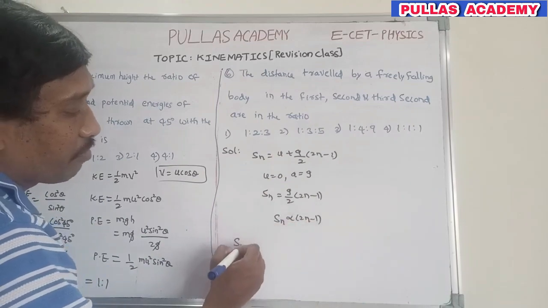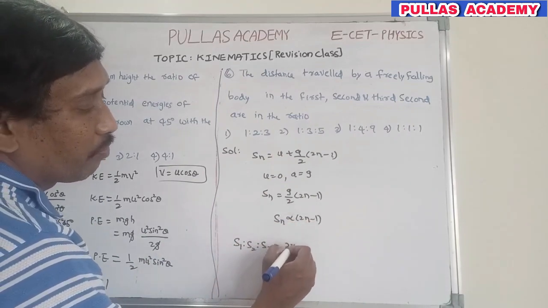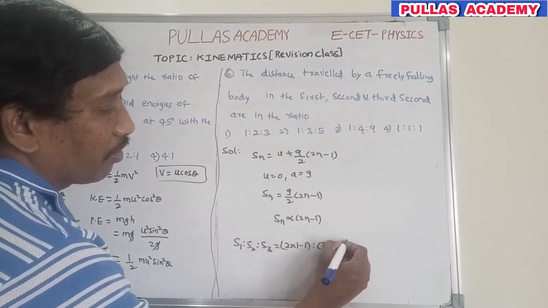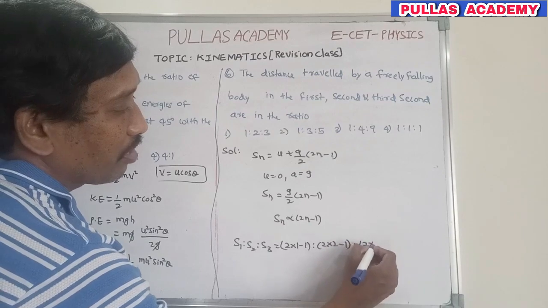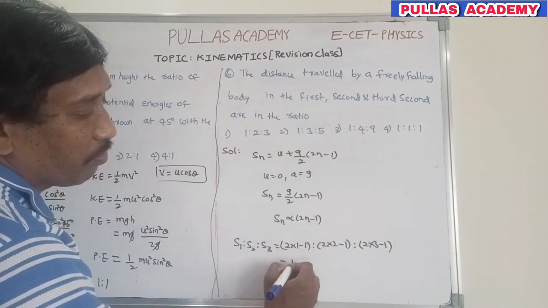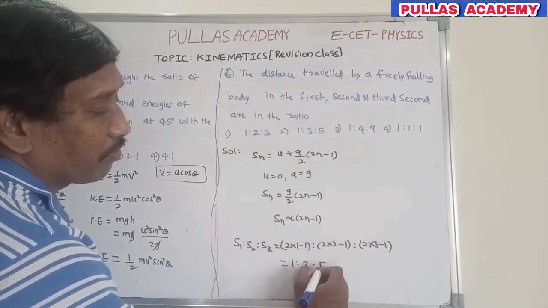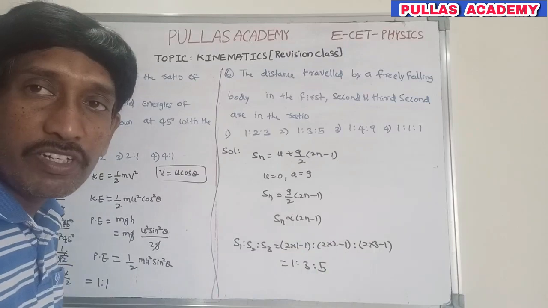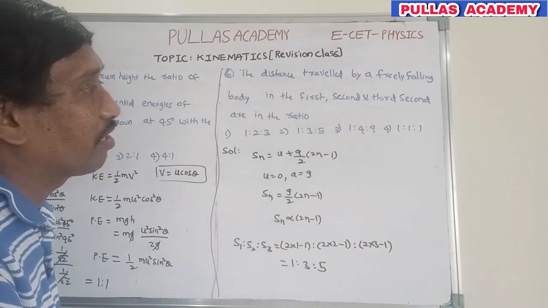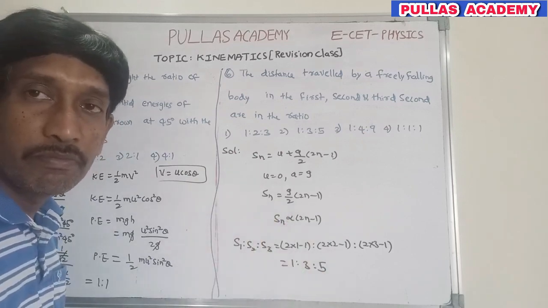So S1, S2, S3 are equal to 2 into 1 minus 1, 2 into 2 minus 1, and 2 into 3 minus 1. 2 into 1 means 2, 2 minus 1 is 1. Next, 4 minus 1 is 3. Next, 6 minus 1 is 5. That means the answer is 1:3:5. So the distance traveled by a freely falling body is in the ratio 1:3:5. That's the answer. Clear?